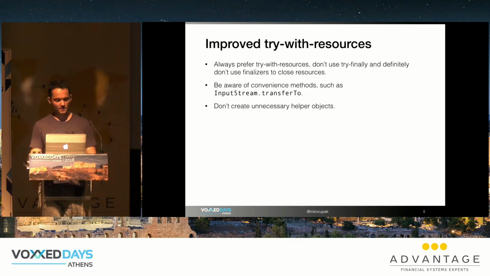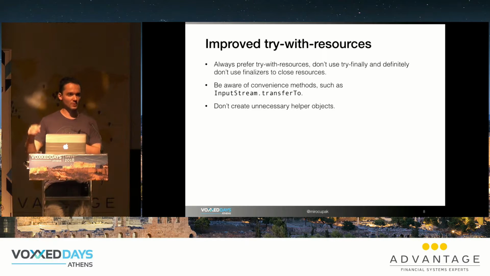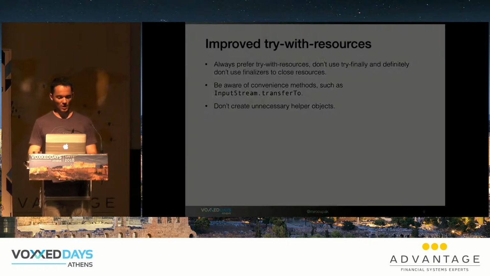So to recap, you should always use try with resources. There's really no place to use the old try finally construct where you close your resources in finally. Definitely do not use finalizers. That's completely wrong. Be aware that sometimes you might be able to avoid this. There might be convenience methods in other APIs that already deal with whatever you need to do. In this example, we've seen InputStream transferTo. And don't create unnecessary helper objects. You don't need to do that anymore in this try block.